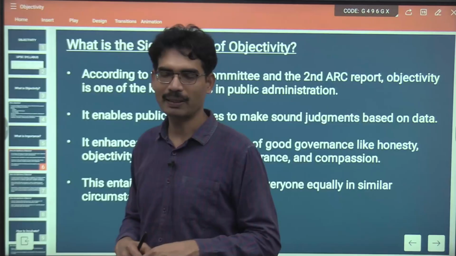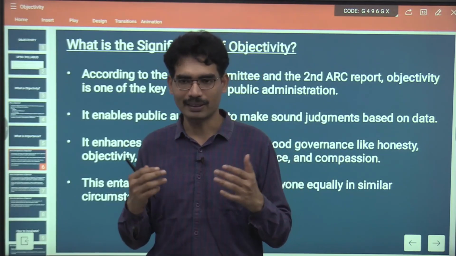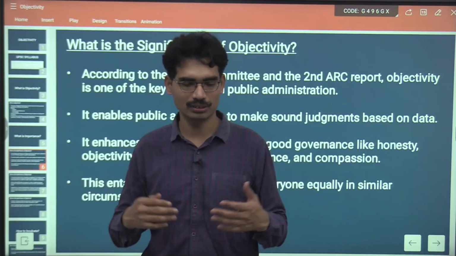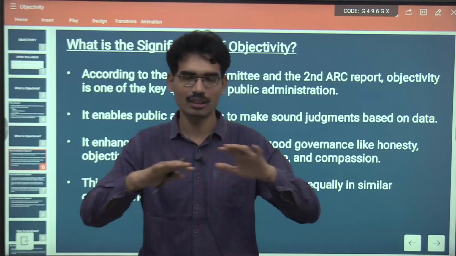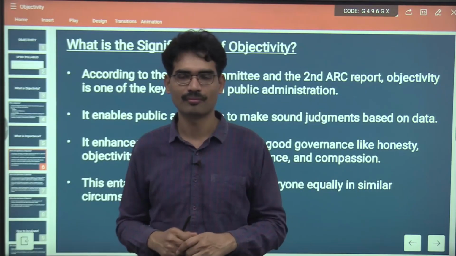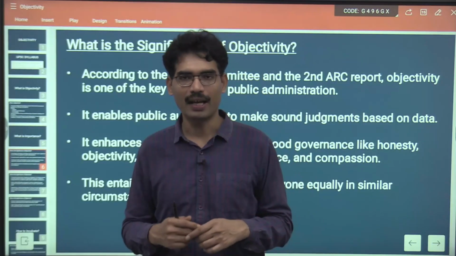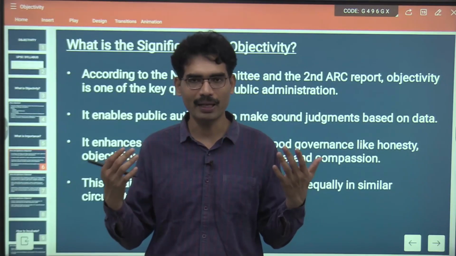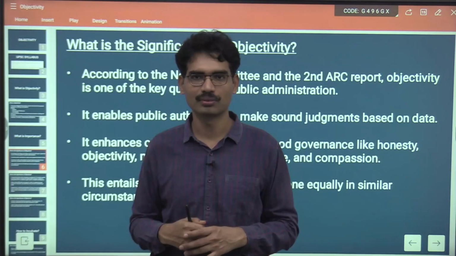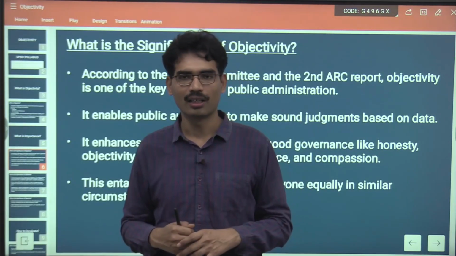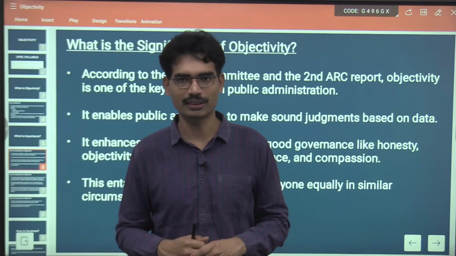Suppose a spectrum is there: to whom should this spectrum be given, and who should it benefit? Spectrum is an important resource of the country which should benefit all sections of the population. Coal mining is there, iron mining, bauxite mining, mineral mining, and whoever gives more revenue for the country, they will be given the contract. It should not be based on preference or on vote bank politics.